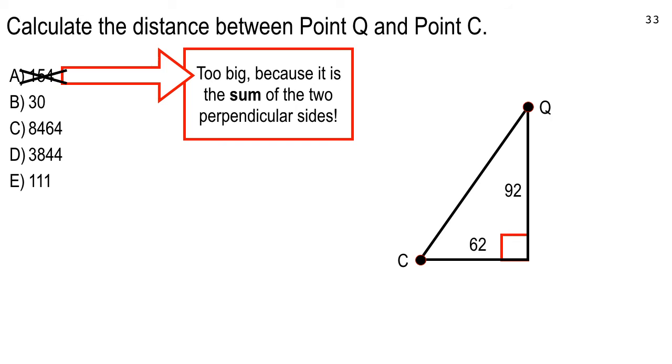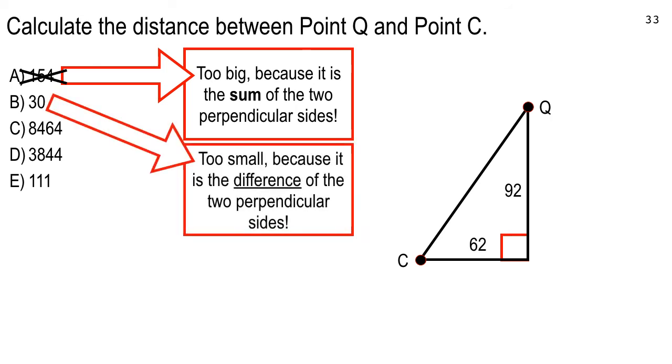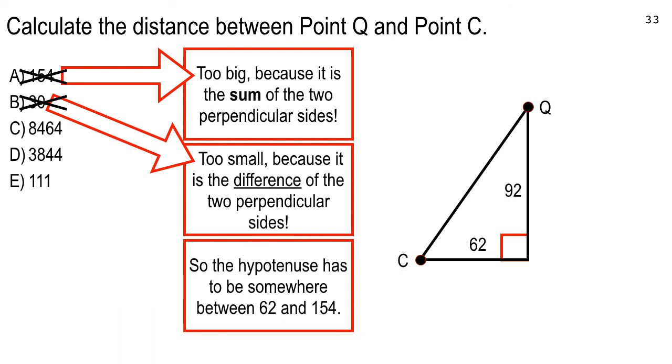By the same token, 30, option B, is too small. So you're taking a test and you're thinking, boy, I wish I could eliminate at least one or two of these. And you think to yourself, okay, it can't be B because it's too small. Can't be A because that's too big. So X out those two. Whatever else happens, the hypotenuse has got to be somewhere between 62 and 154. 62 is the shortest side. So you can make some educated guesses.